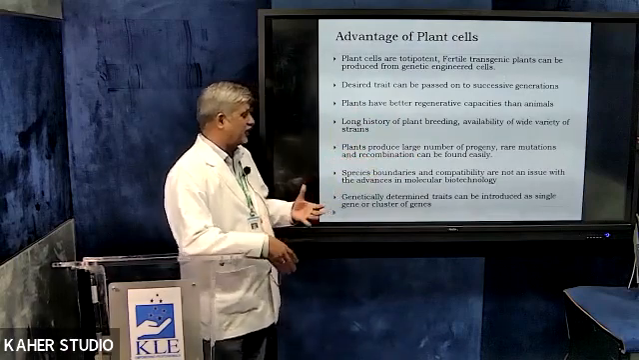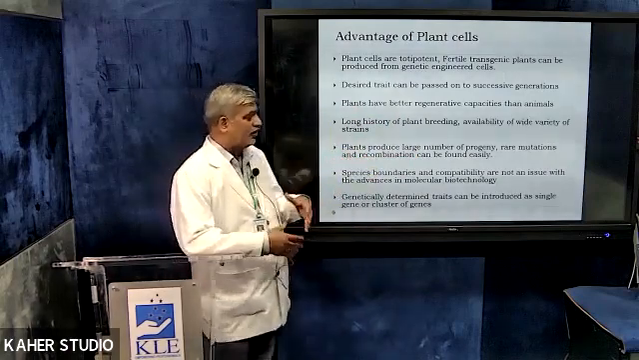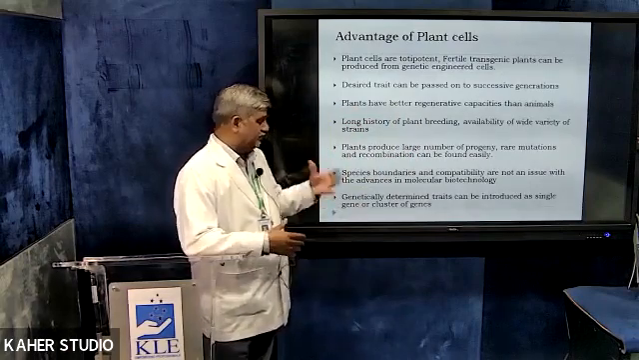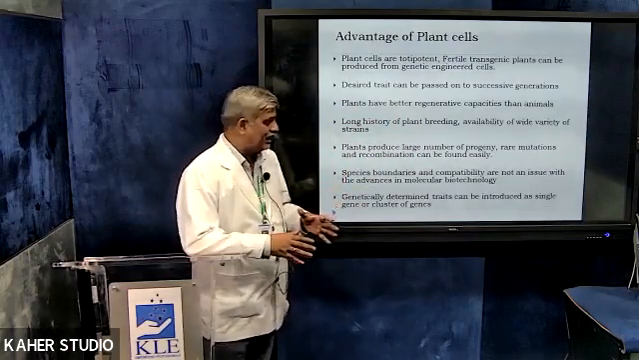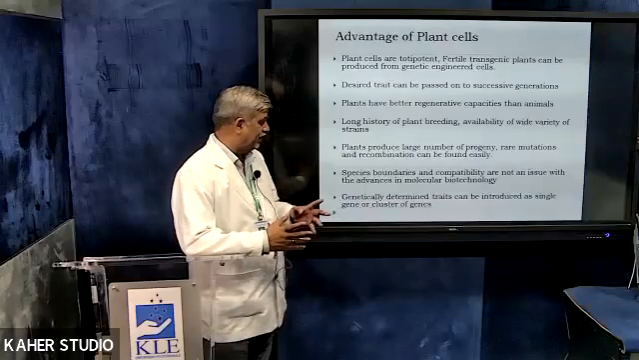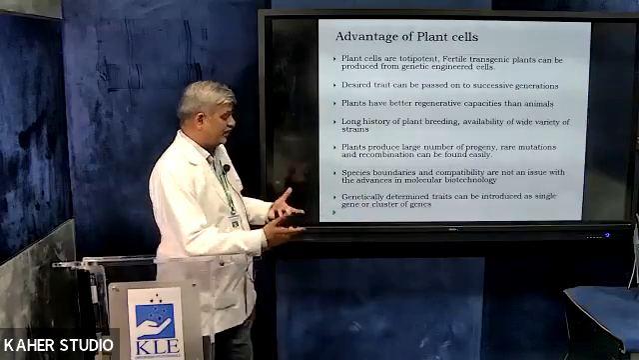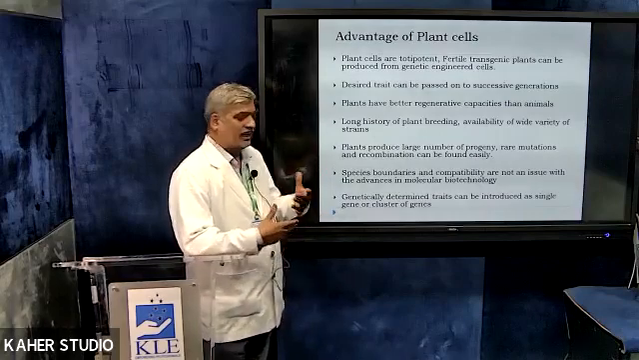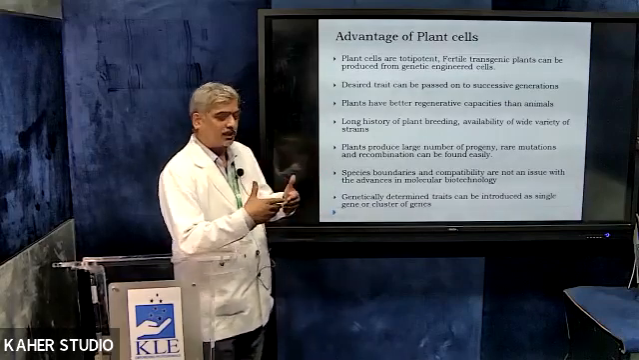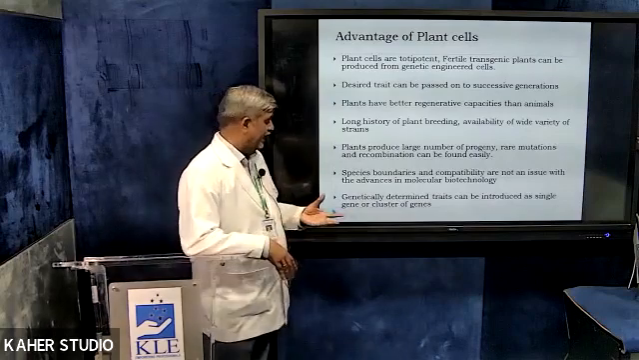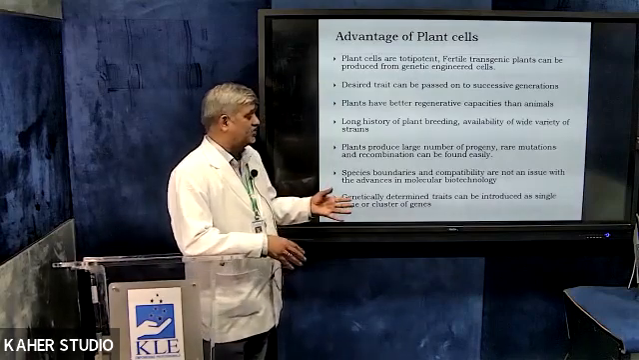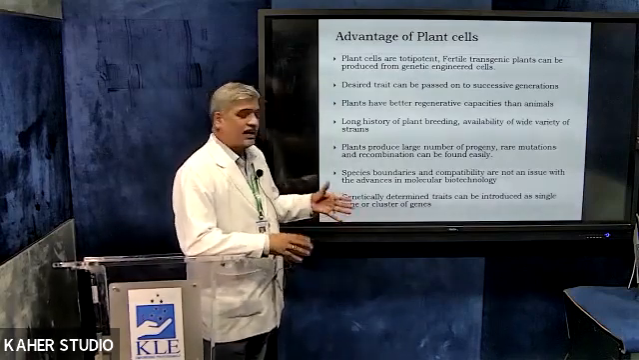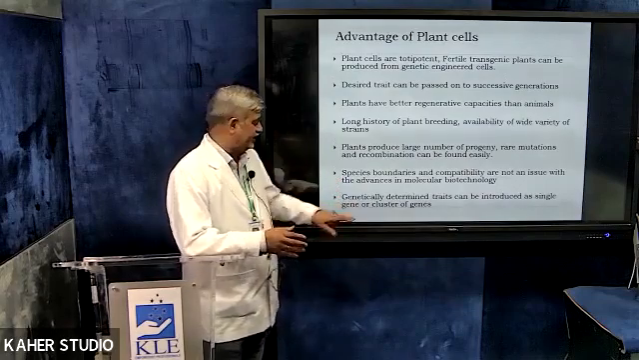Rare mutations and recombinations are found easily. So species boundaries and compatibility are not an issue with these plant species. And with advances in molecular biotechnology, many more things can be done. Genetically determined traits can be introduced as a single gene or a cluster of genes.